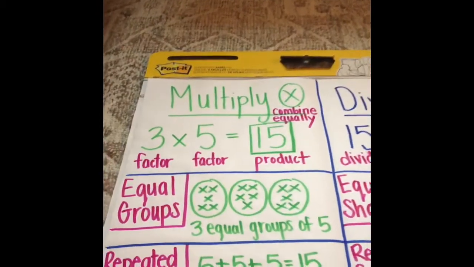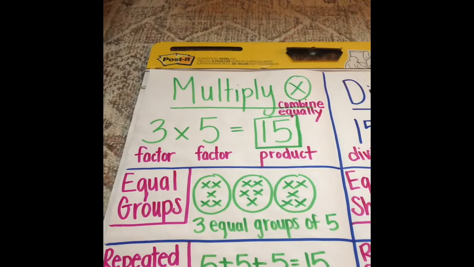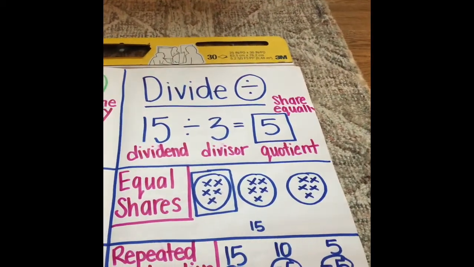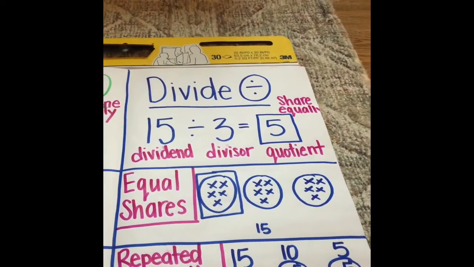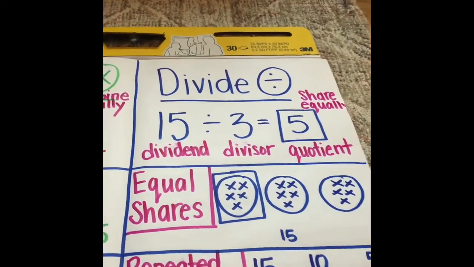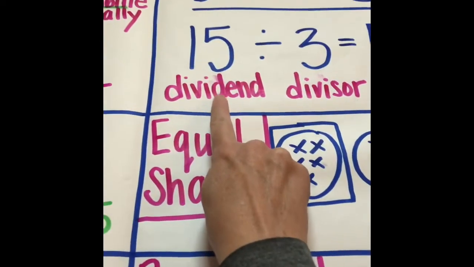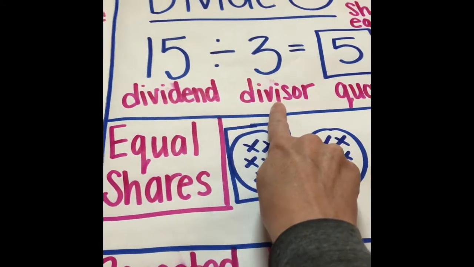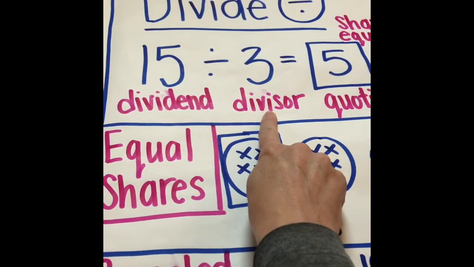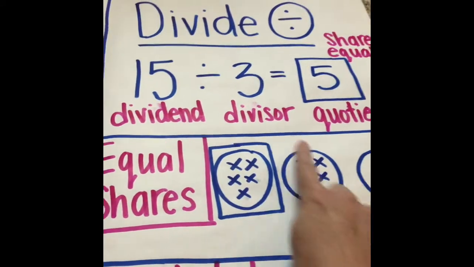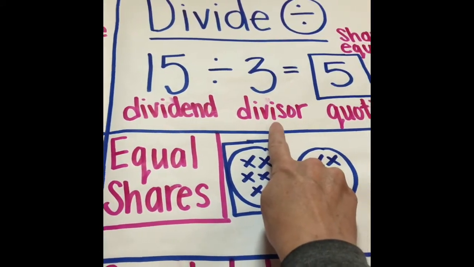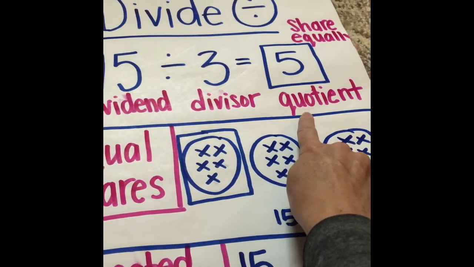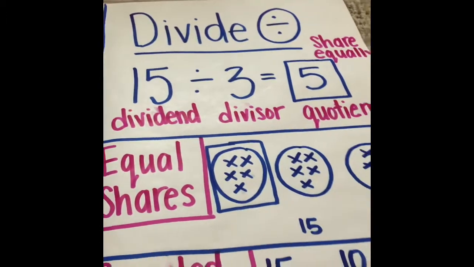That means when we multiply, we are combining things equally, and when we are dividing, we are sharing things equally. So we talked a little bit yesterday about our new vocabulary words. We learned that this big number that our division problem starts with is called the dividend. The number of equal shares, our circles we would draw, is our divisor. And then our answer for a division problem is called our quotient. So we're going to be using those words again today as we talk about our two new strategies.